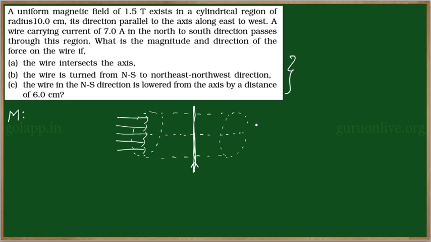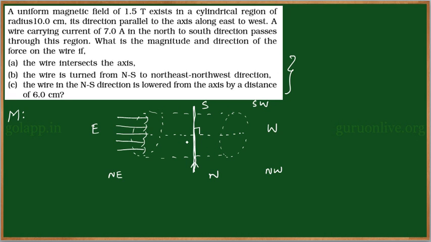for these three different cases. The field is moving from east to west and the current is moving from north to south. So this can be called northeast, this northwest, and this southwest. Here the current is making 90 degrees with the axis of the cylindrical field. This is the first case.